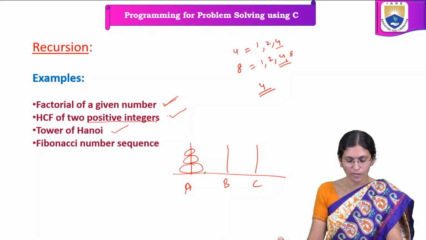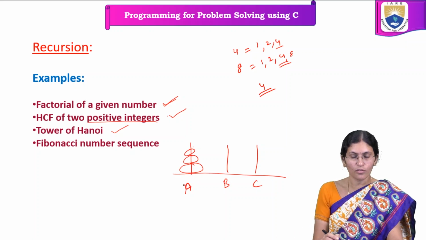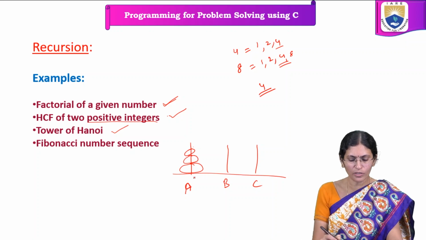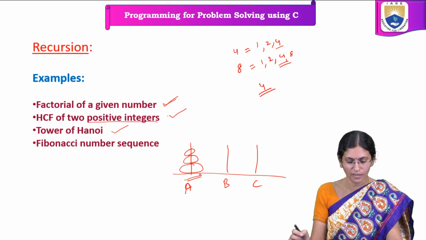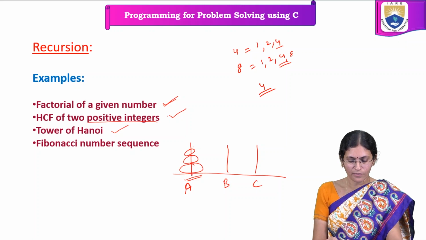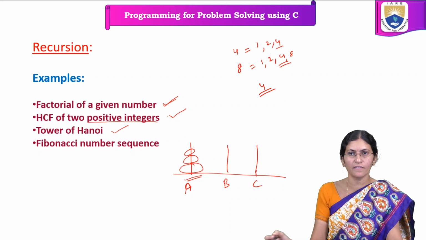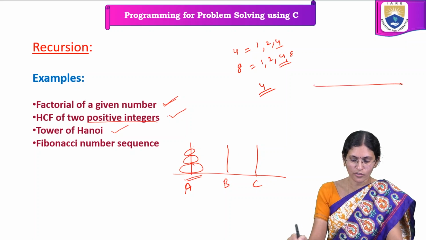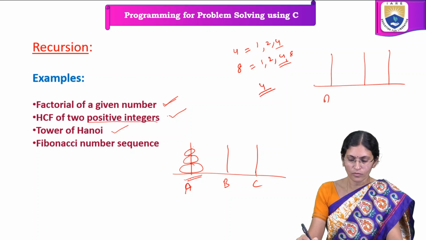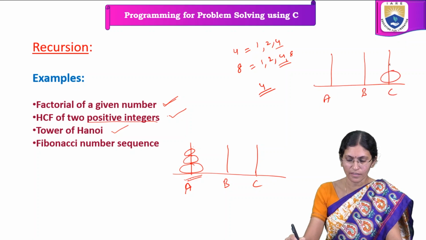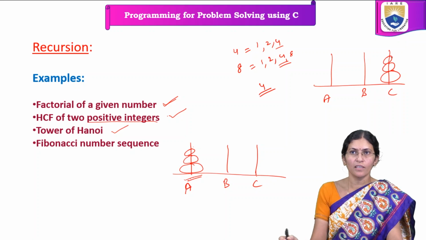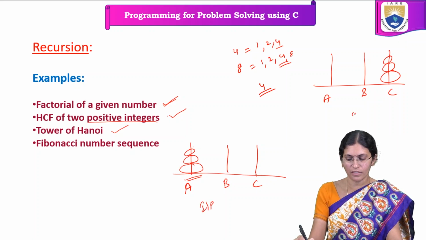Now, let us see how we can solve this problem by using recursion. The problem statement is that we have to move all the discs from tower A to tower C, the destination tower, in the same order as they are placed on tower A. So the final output should have all the 3 discs placed in the same order. If this is the input, this should be the output.